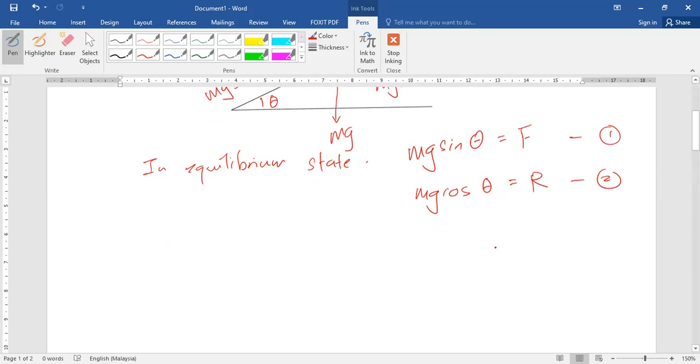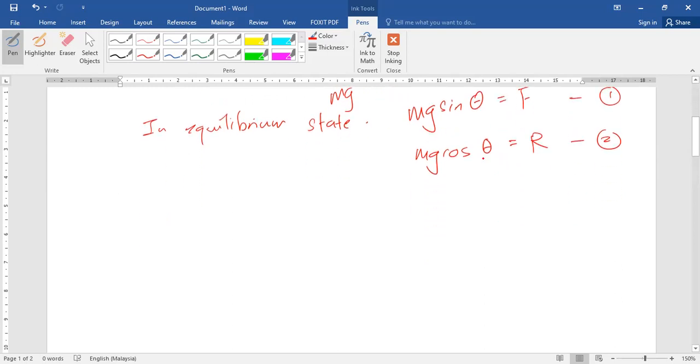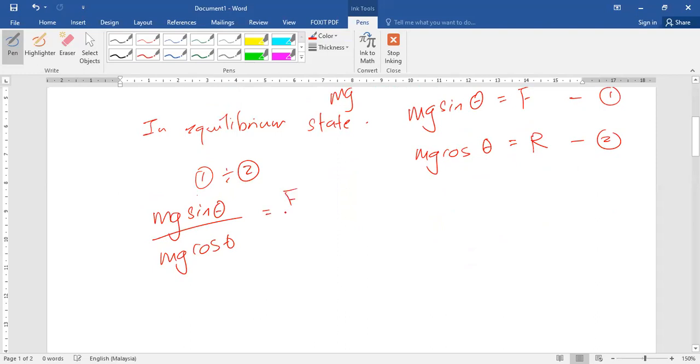I solve the simultaneous equations. I use equation 1 over 2. That means mg sin delta over mg cos delta will be equal to F over R. This means I will get tan delta equal to F over R. So from here, tan delta will be equal to F over R.